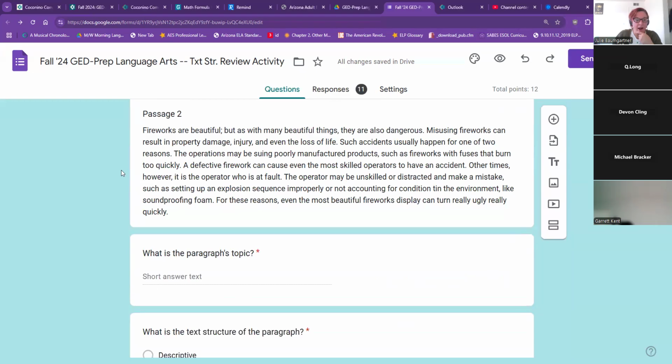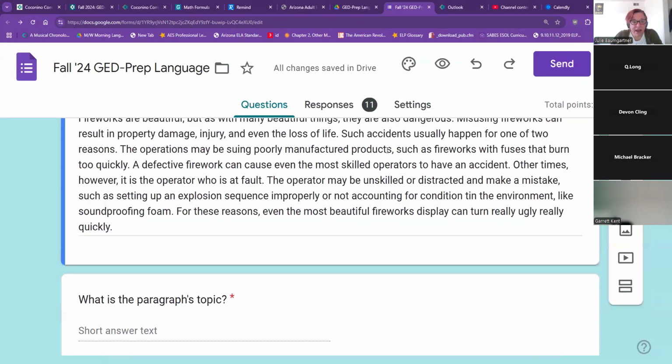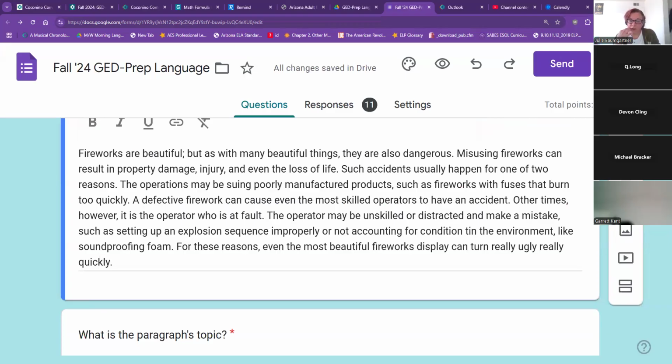All right, let's look at passage 2 here. Okay, and I'm sorry, I haven't made this very big on my screen, have I? I guess it's bigger than before. All right, so now we've got this text here. Fireworks are beautiful, but as with many beautiful things, they are also dangerous. Misusing fireworks can result in property damage, injury, and even the loss of life. Such accidents usually happen for 1 or 2 reasons. The operators may be using poorly manufactured products.